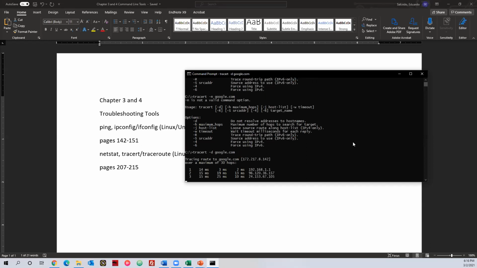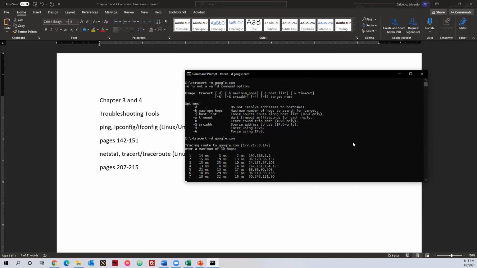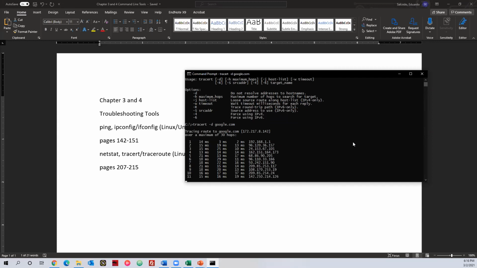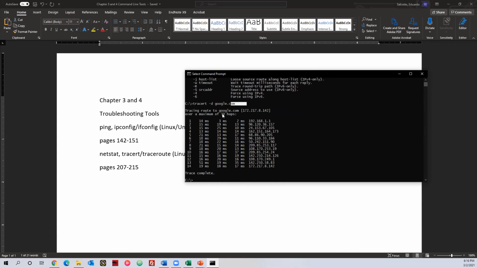What's it doing there? Measuring the milliseconds it takes for each hop. And then, because I didn't say after here how many, it defaults to 30 and it goes there.